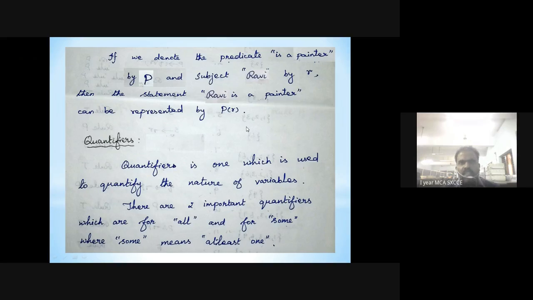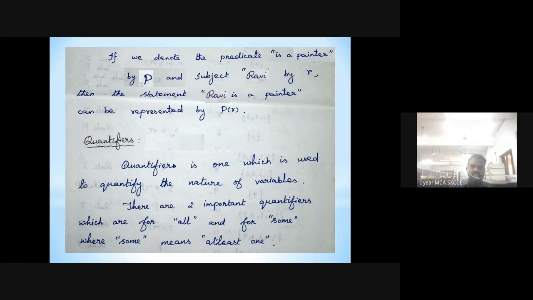Okay. Now quantifier பாருங்க. Quantifier is one which is used to quantify the nature of variable. There are two important quantifiers. First one is for all and second one is for some, where some means at least one. சரியா?